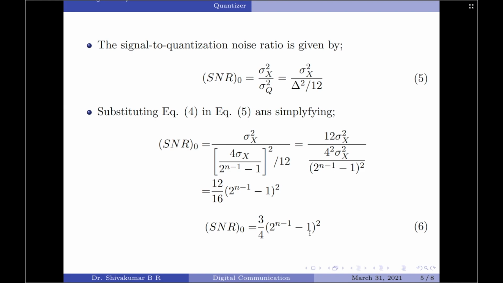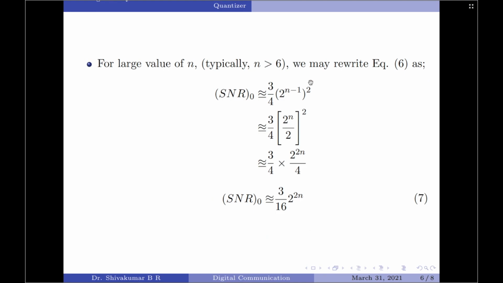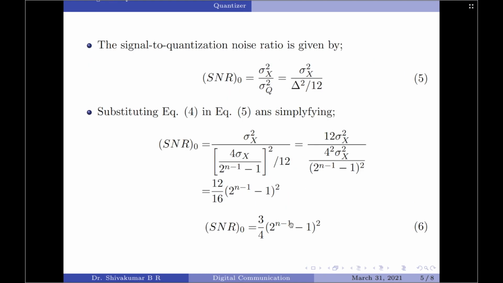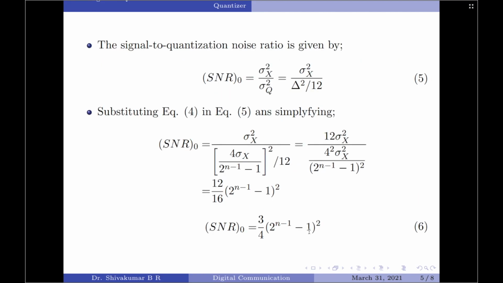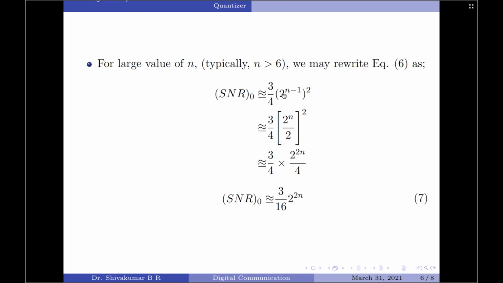Now, if the value of n is large, that is typically if the value of n is greater than 6, then we can simplify equation 6 by excluding this minus 1 term. That is what is being done here. So SNR output is now approximately equal to 3 by 4 into 2 to the power of n minus 1 square. We have excluded this minus 1 term here. So further simplifying, I can write 2 to the power of n minus 1 as 2 to the power of n divided by 2, and then we have the square here. So 3 by 4 multiplied by, this will be 2 to the power of 2n divided by 2 to the power of 2, which is 4. So the final expression for the output signal to noise ratio of a mid-thread quantizer is approximately equal to 3 divided by 16 into 2 to the power of 2n.